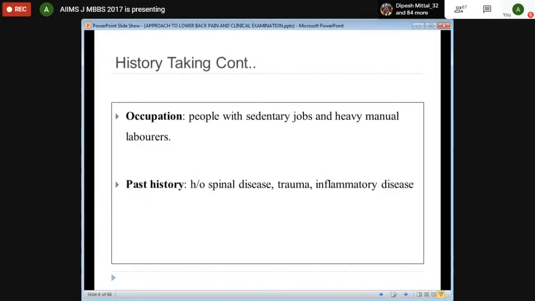Occupation: people with sedentary jobs and heavy manual laborers can also have different types of low back pain. Again, past history is very important in low back pain, like a history of low back pain, spinal disease, trauma, inflammatory diseases, or various types of medication. Are the patients taking any medications like painkillers or steroids?